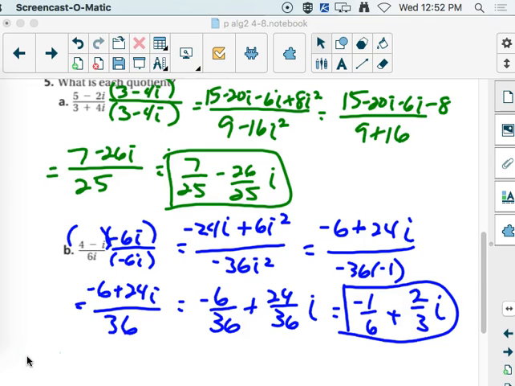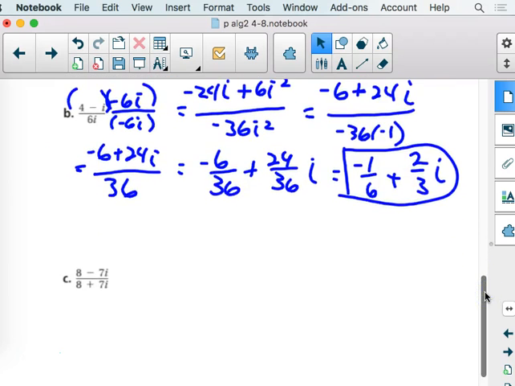For B, this was a pure imaginary number. It did not have a real part. So what we had to do was multiply by negative 6i on the top and the bottom in order to get rid of it. So this gave us negative 36i squared. i squared is negative 1, so a negative and a negative makes a positive. Then you go back and look at your numerator. 4 times negative 6i will be negative 24i. Negative i times negative 6i will be positive 6i squared.